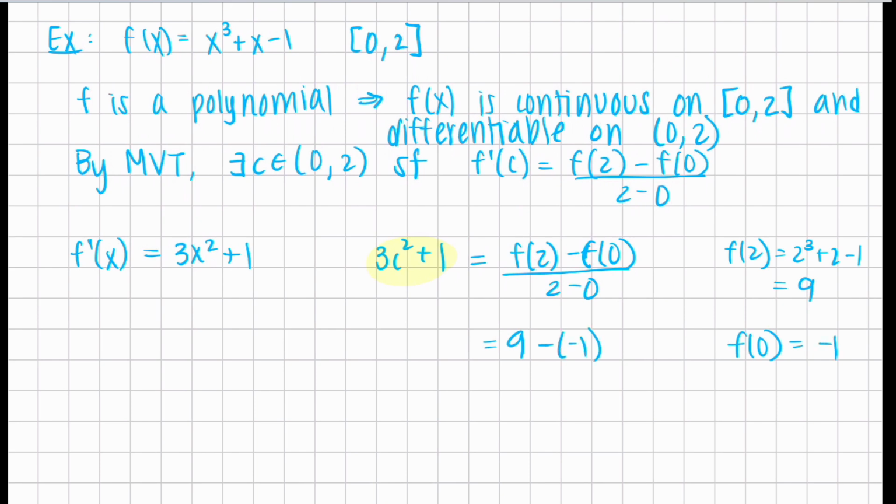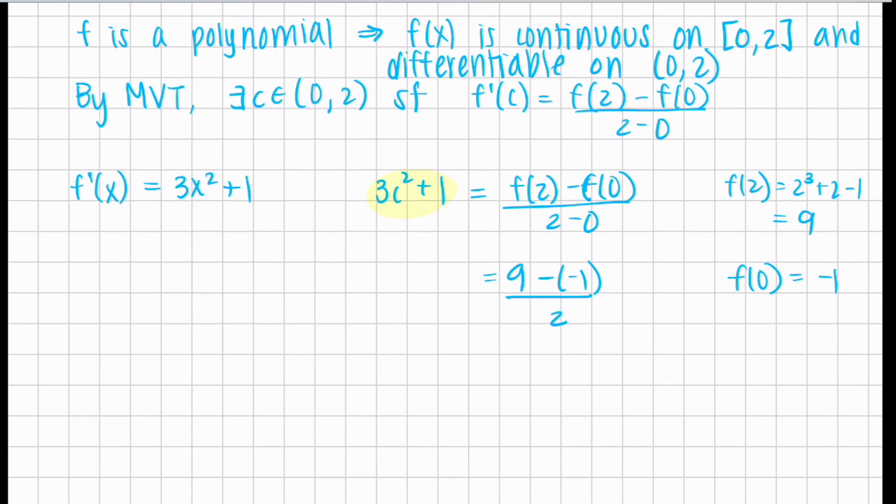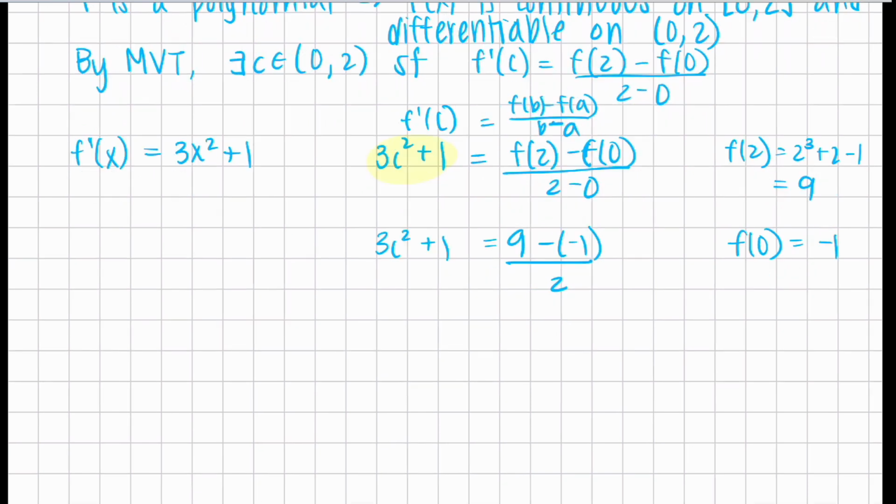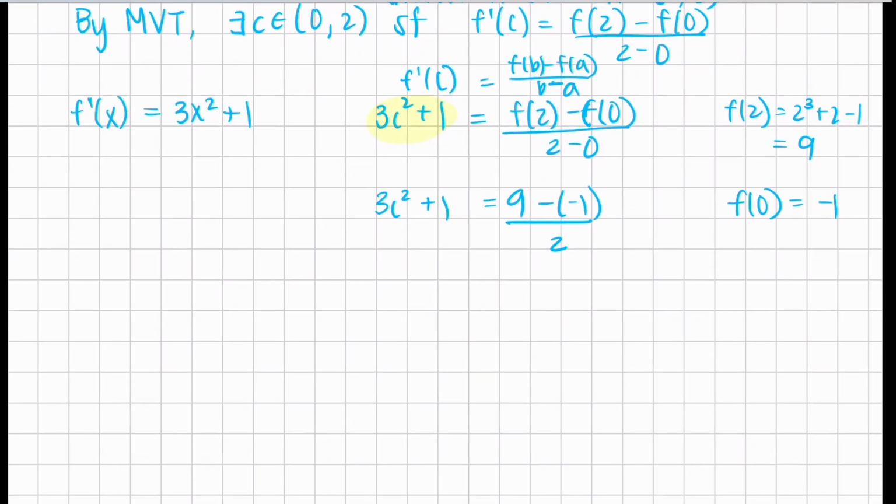So 9 minus negative 1 all over 2, we're saying is going to equal 3c squared plus 1. And keep in mind, this is us saying f prime of c equals this, f of b minus f of a over b minus a. So let's simplify our right side. This is going to be 10 over 2, which is 5. Solve for c.